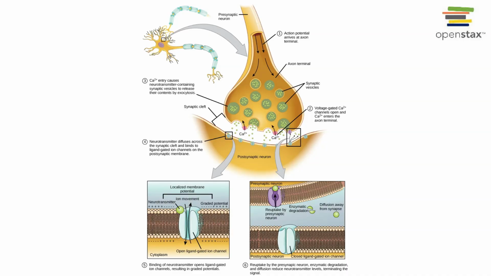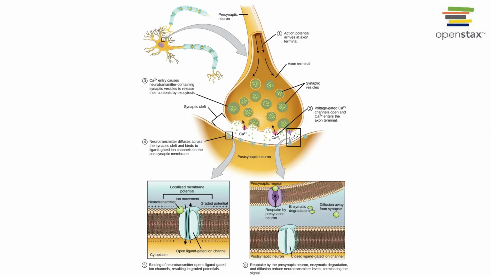Typically, the receptors will open ion channels in the postsynaptic neuron, producing graded potentials. Summation of graded potentials allows the postsynaptic neuron to integrate information from multiple inputs. If the postsynaptic cell is depolarized enough to reach the critical threshold value of negative 55 millivolts, an action potential is triggered in the postsynaptic cell.